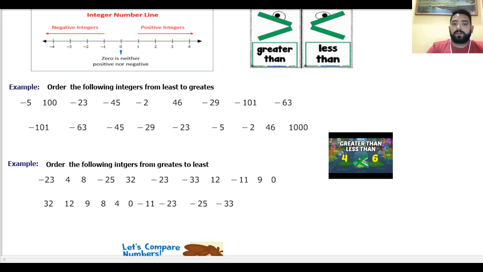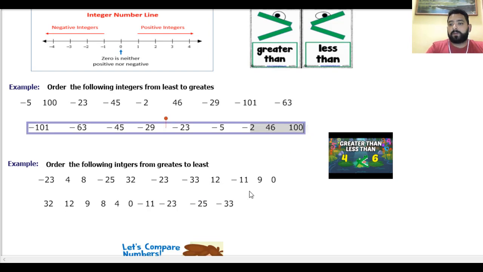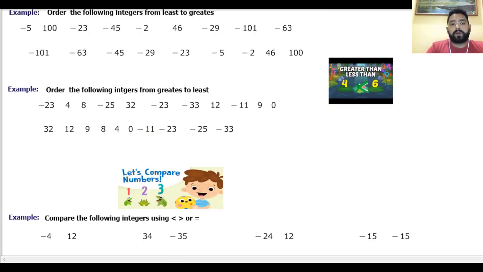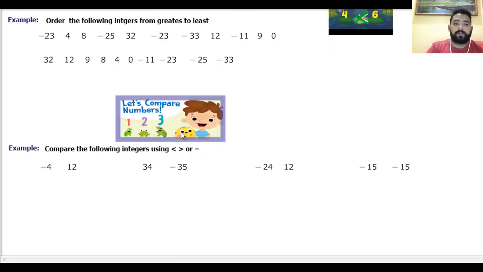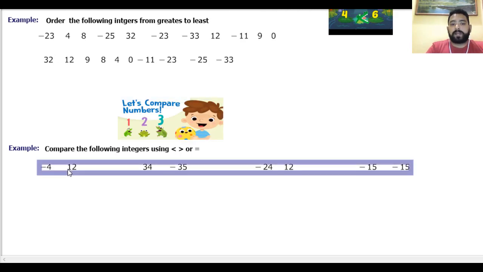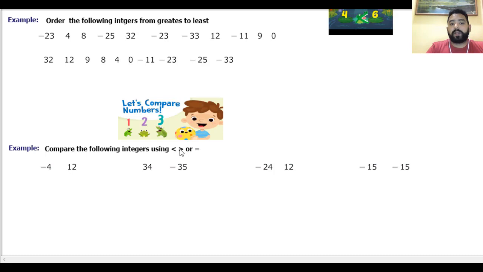Now, we're going to continue with the last example. Remember, this one was least to greatest, and this one was greatest to least. In this one, we're going to compare the numbers. Remember, you can use the number line to compare these numbers. Here we have negative 4 and positive 12. We're going to use less than, greater than, or equal to.